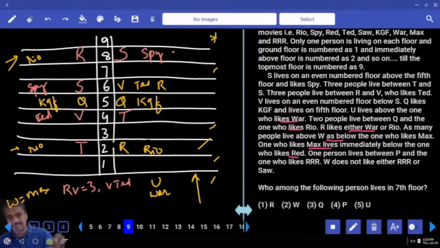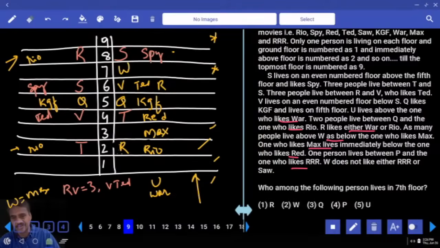Max cannot be here, isn't it? Max cannot be here. Are you getting this one or not? Max is immediately below whom? Red. Hence Max is here. If Max is here, Red must be here. Red is here, W must be here. Then next, one person between P and triple R.